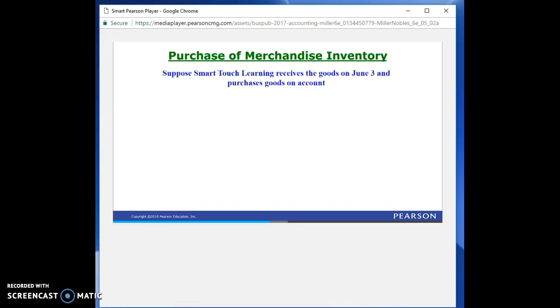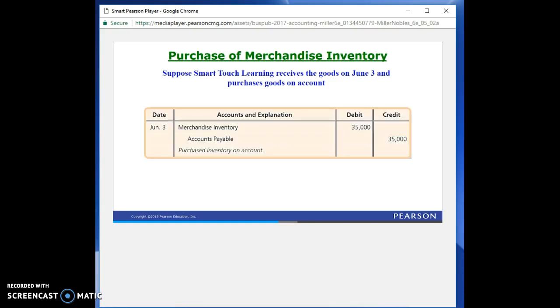Let's see a slightly different example. Suppose Smart Touch Learning receives the goods on June 3rd and purchases the goods on account, which is much more common in business-to-business transactions. Still, not a very tricky journal entry. All we do here on June 3rd, again, we debit the asset account, merchandise inventory, for $35,000. Then we just credit accounts payable, our liability account, for the exact same amount.